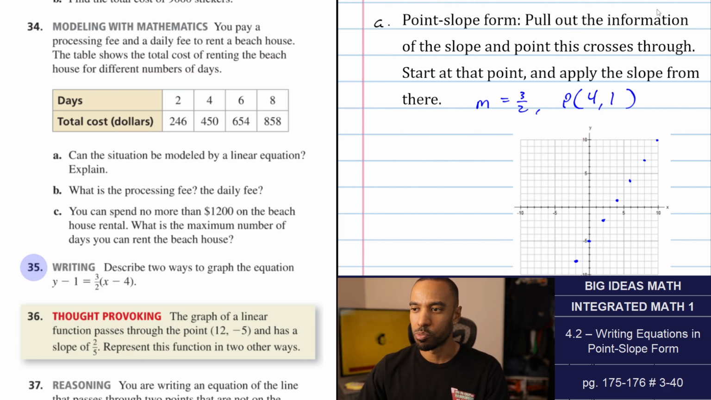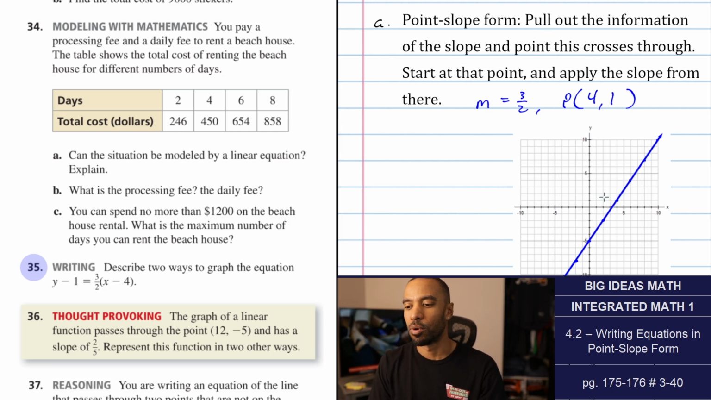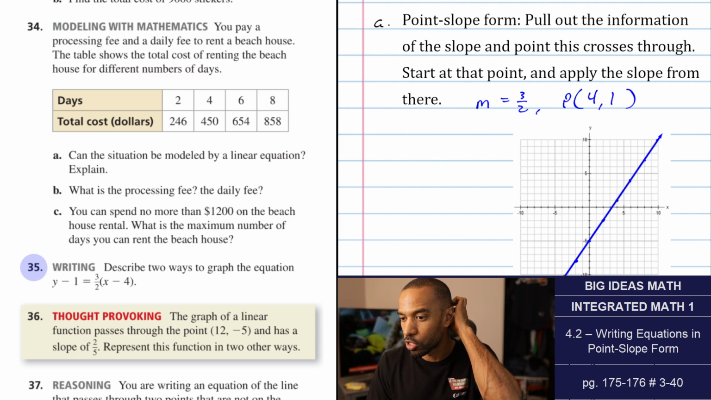That's one way to do this problem. Draw this graph. This is how you can graph out a point-slope form. We are in point-slope form, therefore, voila, we can do it. Now, what's another way we can do it? We can graph out of slope-intercept form.